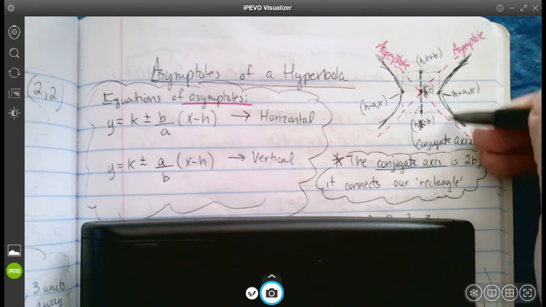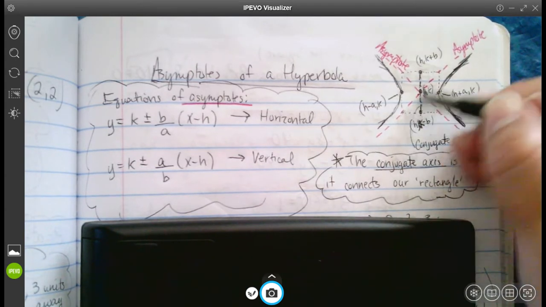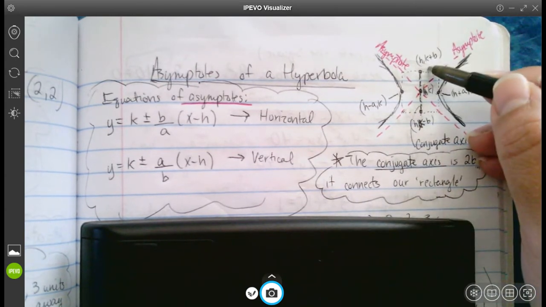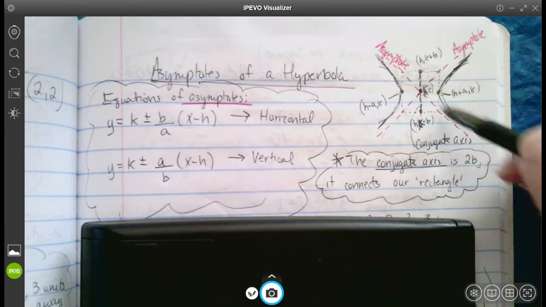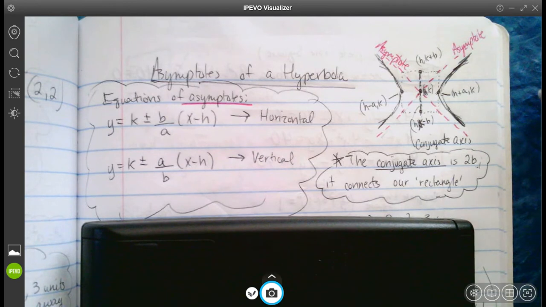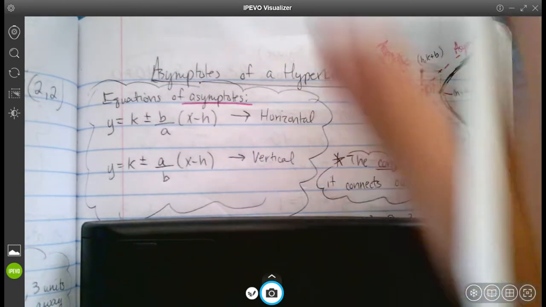Our asymptotes are going to be going from one corner to the other. So once you have this box, you can put a straight edge and just draw your asymptote. We're going to do it both ways just so you can see that it does work out. But yeah, let's go ahead and start an example.